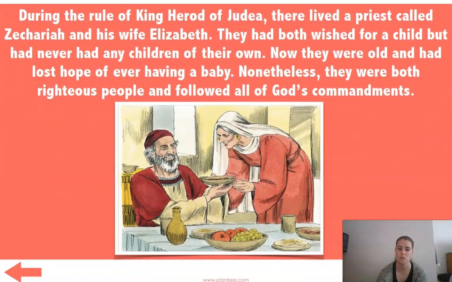So like I said, if you want to pause the video and read it on your own, that's perfectly fine. You can just follow along as we go. If not, you can listen to me read as well. So during the rule of King Herod of Judea, there lived a priest called Zechariah and his wife Elizabeth.